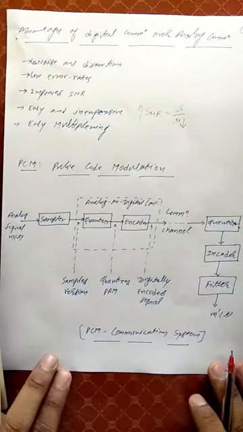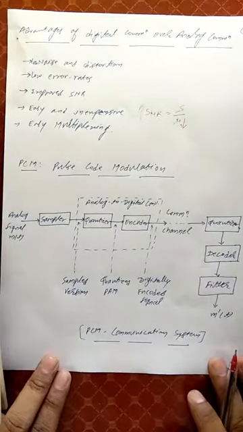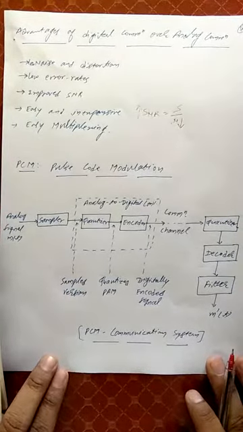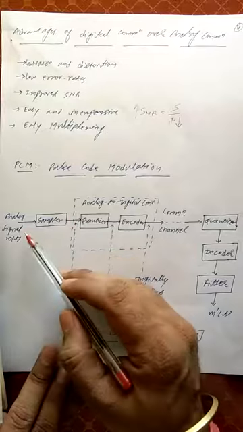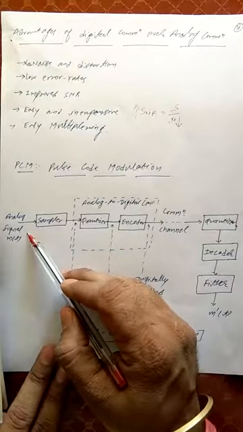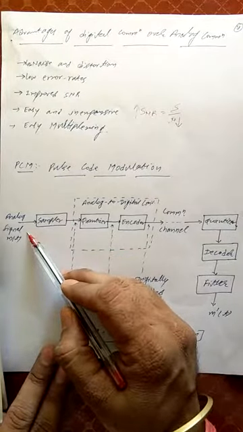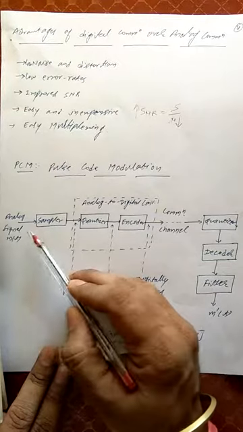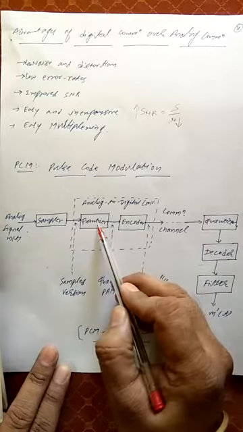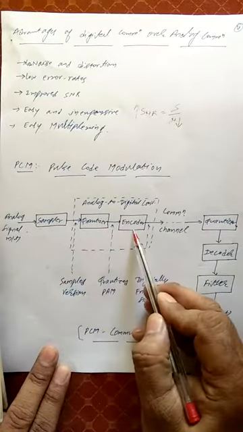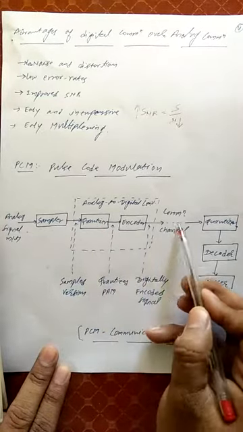The next section is PCM, pulse code modulation. First observe the basic block diagram of pulse code modulation, where the input is the analog signal, or continuous time signal, or modulating signal. It is given to the sampler, then to the quantizer, then to the encoder, and finally to the communication channel.